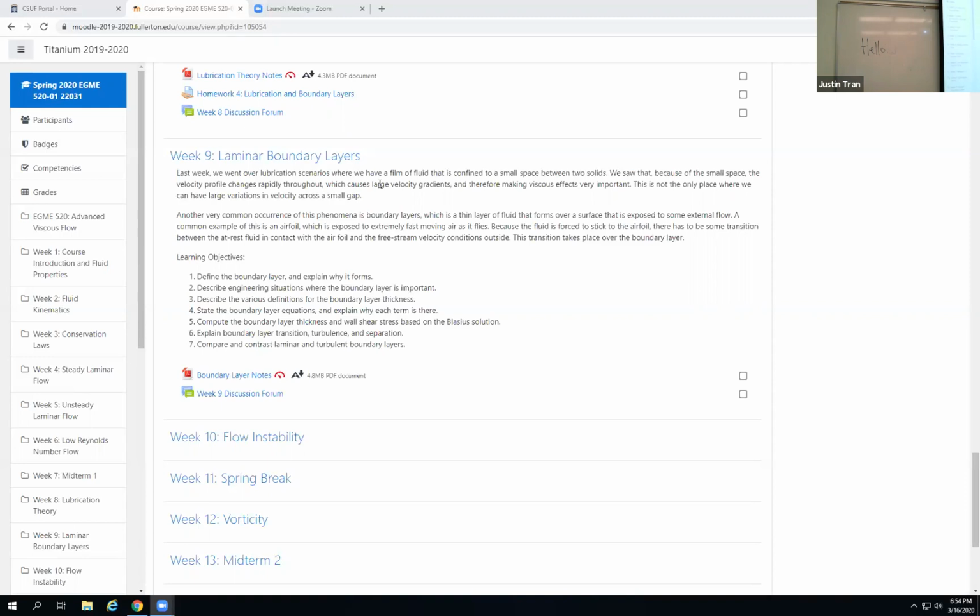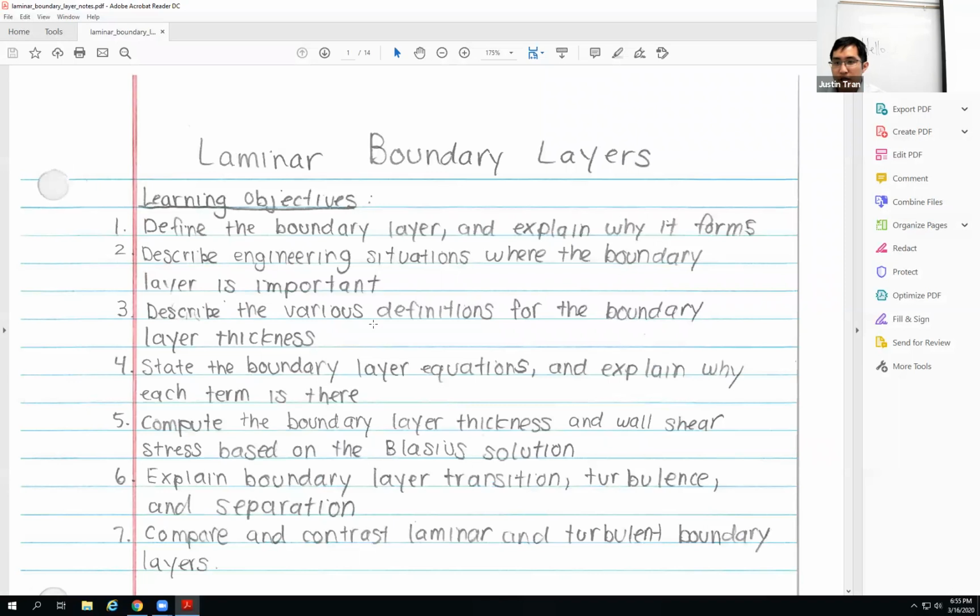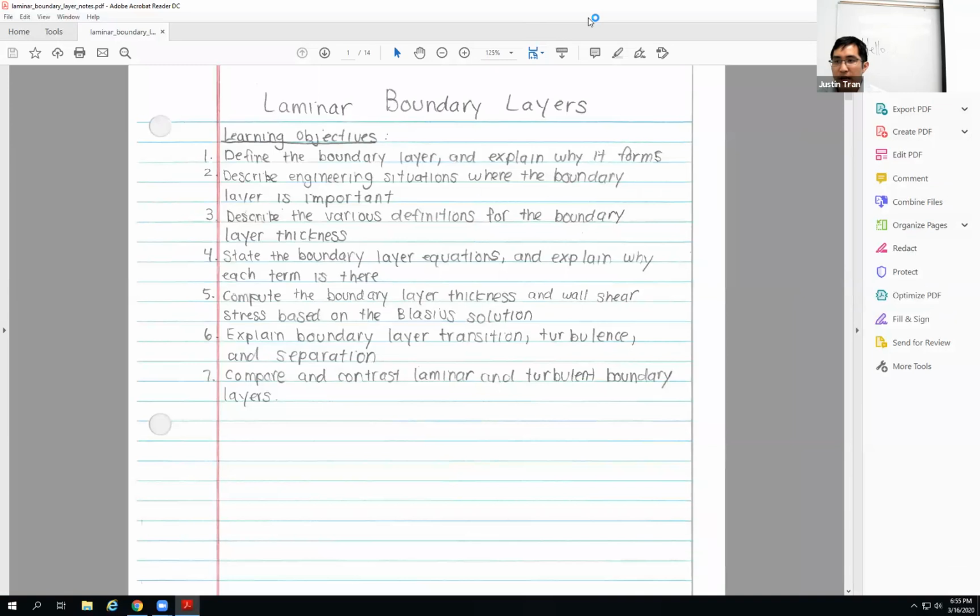If you're on Zoom, the way we're going to do this is you're going to go to Titanium and download the notes. The notes for this week are on laminar boundary layers. I'm going to go through this, and what Zoom allows me to do is draw some notes, not in white, because that's awful.